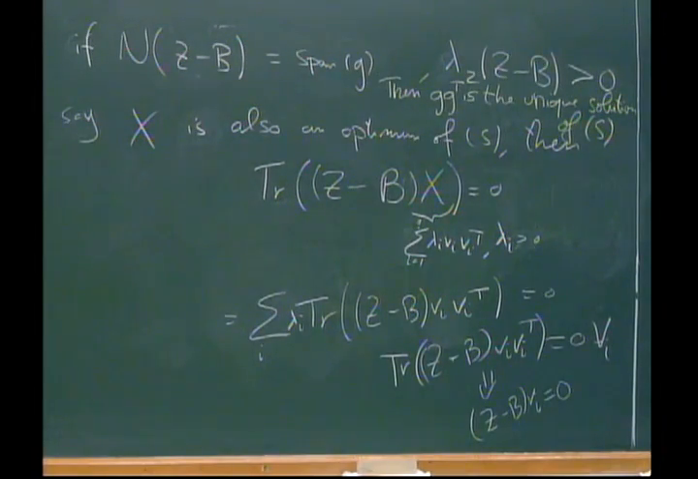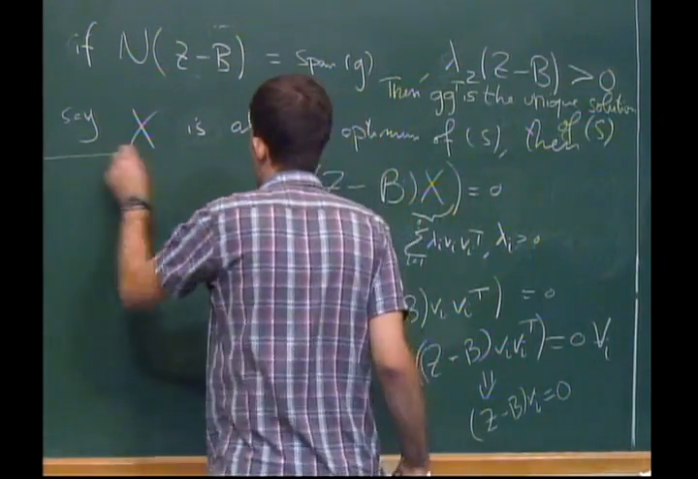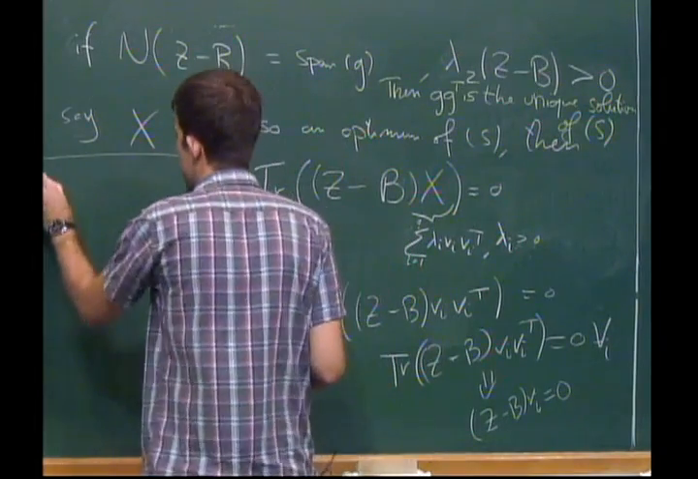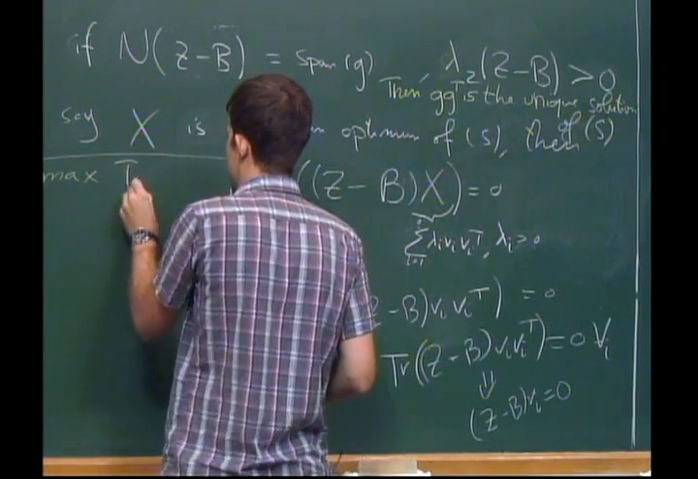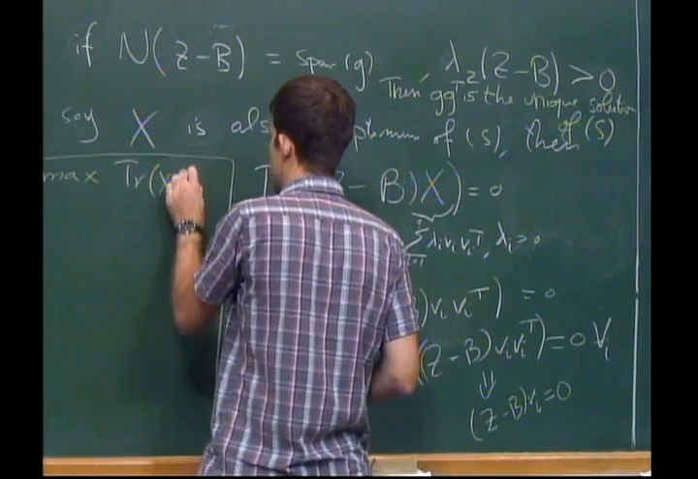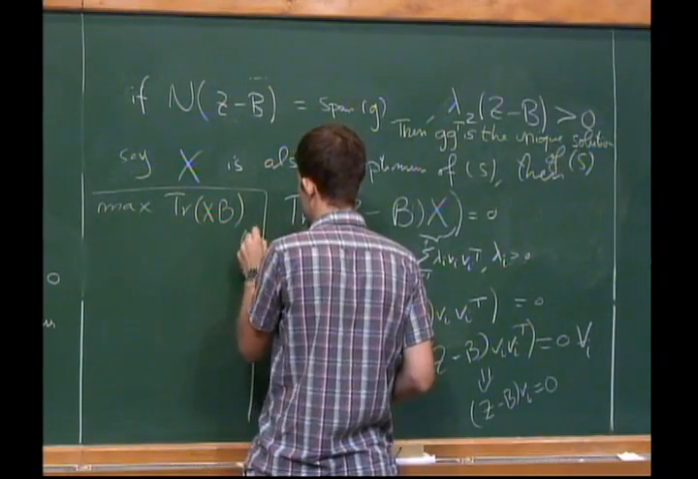Okay, so we know what we have to look for. So let me just write here the problems again, because I want to erase that part. So this is 5.